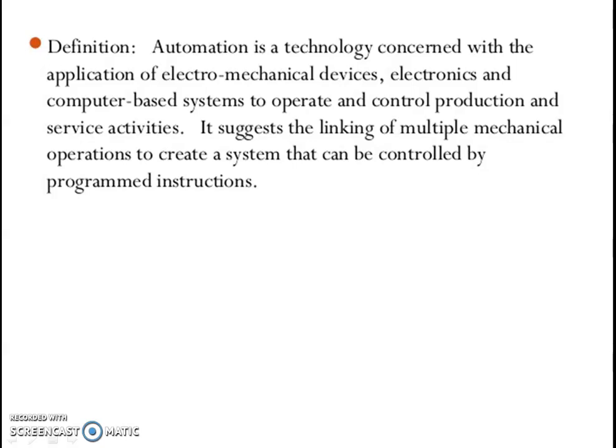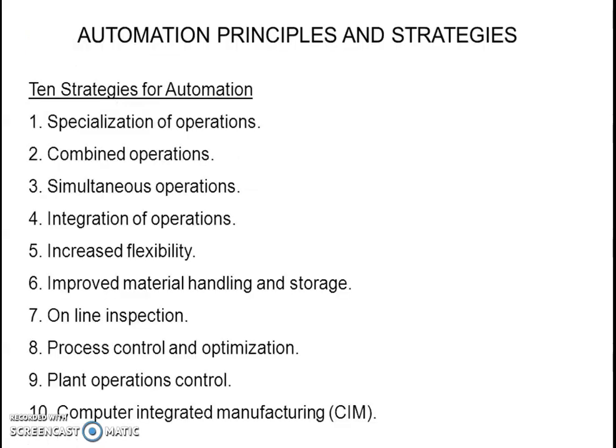When it is conventional, you have to run it, control it, make sure everything is fixed, stop it and operate it. Everything is converted into automation, making mechanical parts work with the help of electrical and electronic controls, programming and controlling parts. And at the end of the day, you get the work done. It suggests the linking of multiple mechanical operations to create a system that can be controlled by programmed instructions. So this is all about the definition of automation.